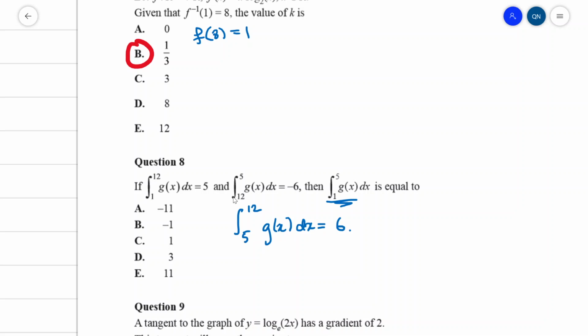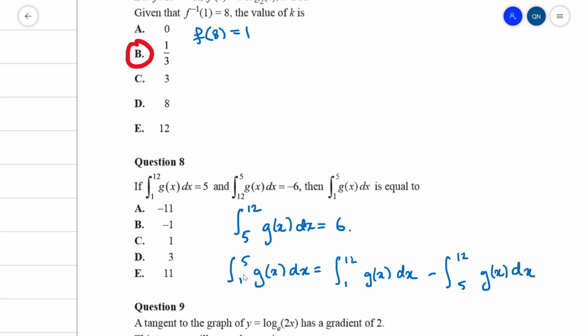We want to find the integral from 1 to 5. How do we get that? Well, the integral from 1 to 5 of g of x dx is equal to the difference of these two. In particular, the integral from 1 to 12 of g of x dx gives you the area from 1 to 12, but you only want the area from 1 to 5. So you cut off the excess, which is the integral from 5 to 12 of g of x dx. 1 to 12 is 5, minus 5 to 12, which we just found is 6, so it's -1.